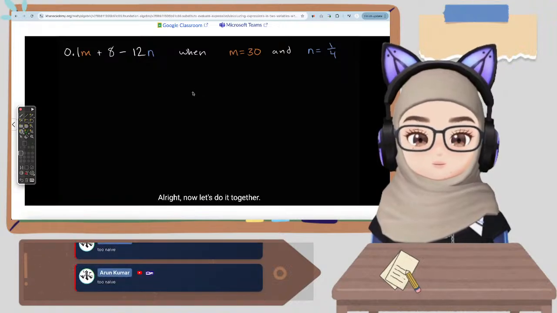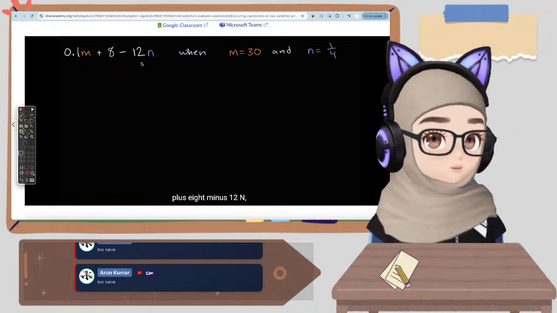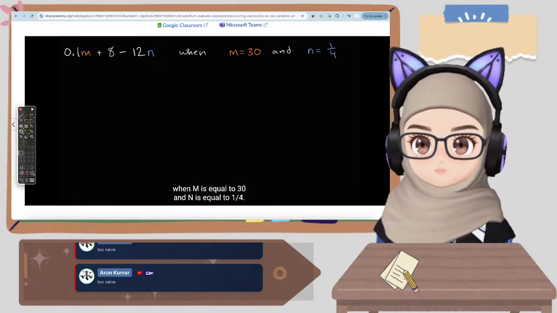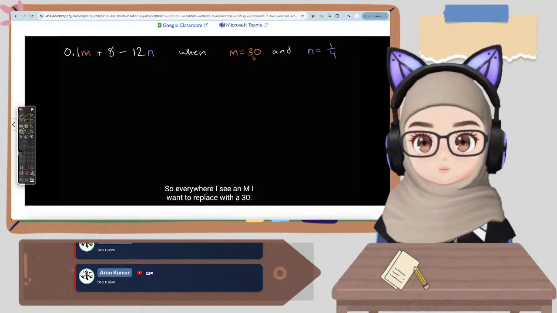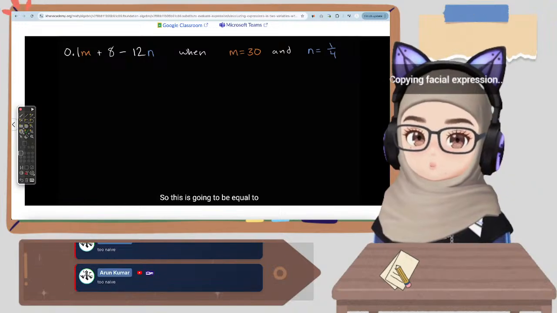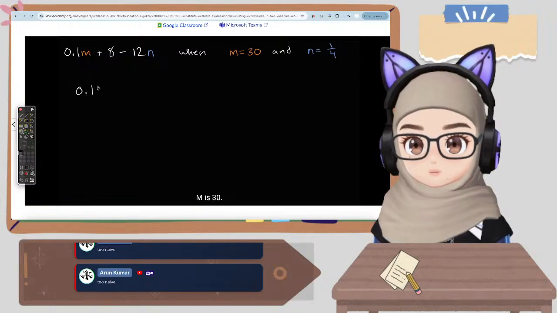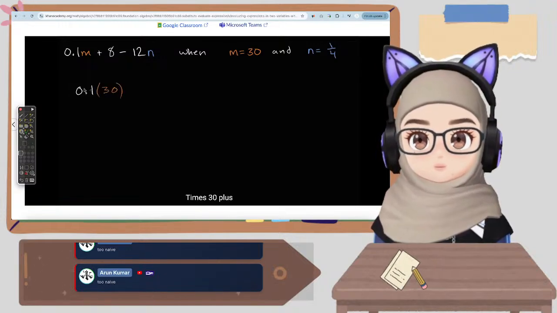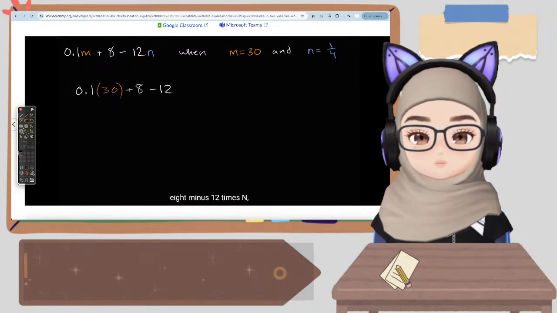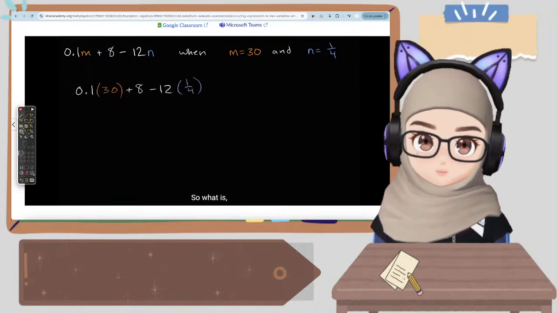All right, now let's do it together. So over here I have this expression 0.1m plus 8 minus 12n when m is equal to 30 and n is equal to 1/4. All right, so everywhere I see an m, I want to replace with a 30, and everywhere I see an n, I want to replace with a 1/4. So this is going to be equal to 0.1 times m is 30, times 30 plus 8 minus 12 times n, where n is 1/4.